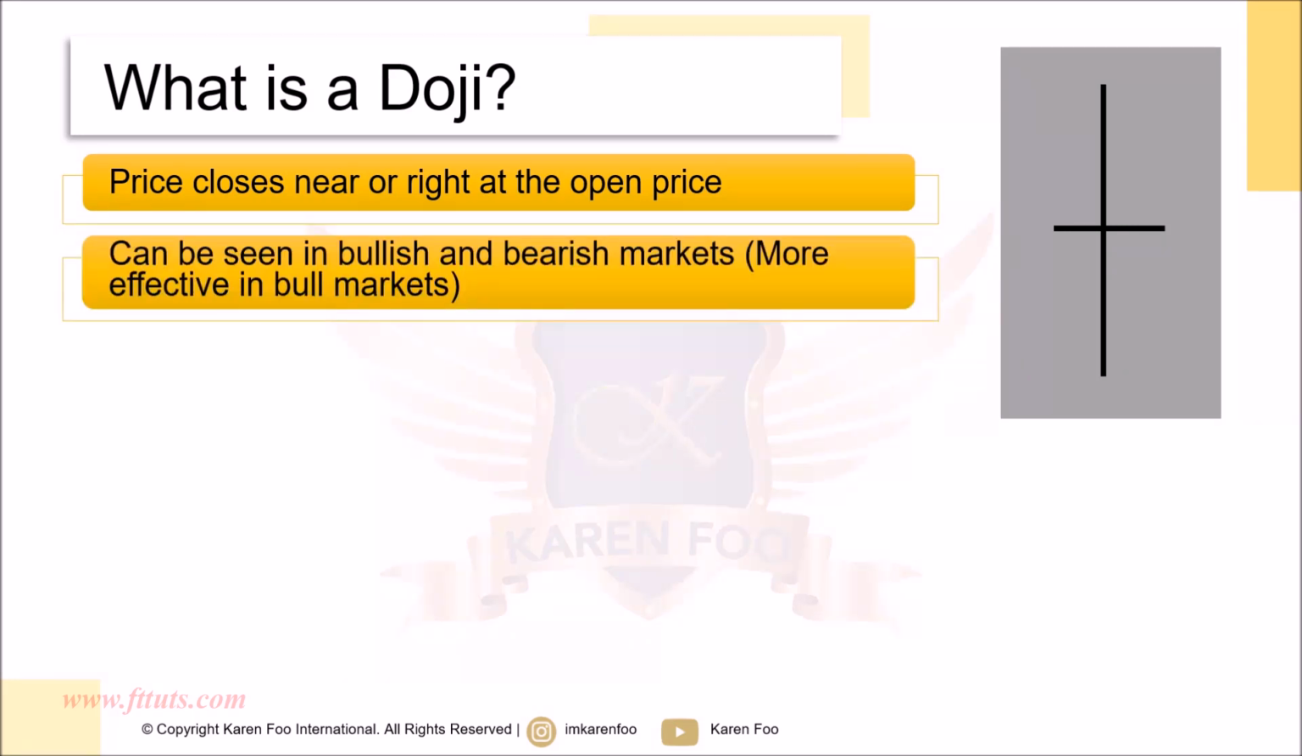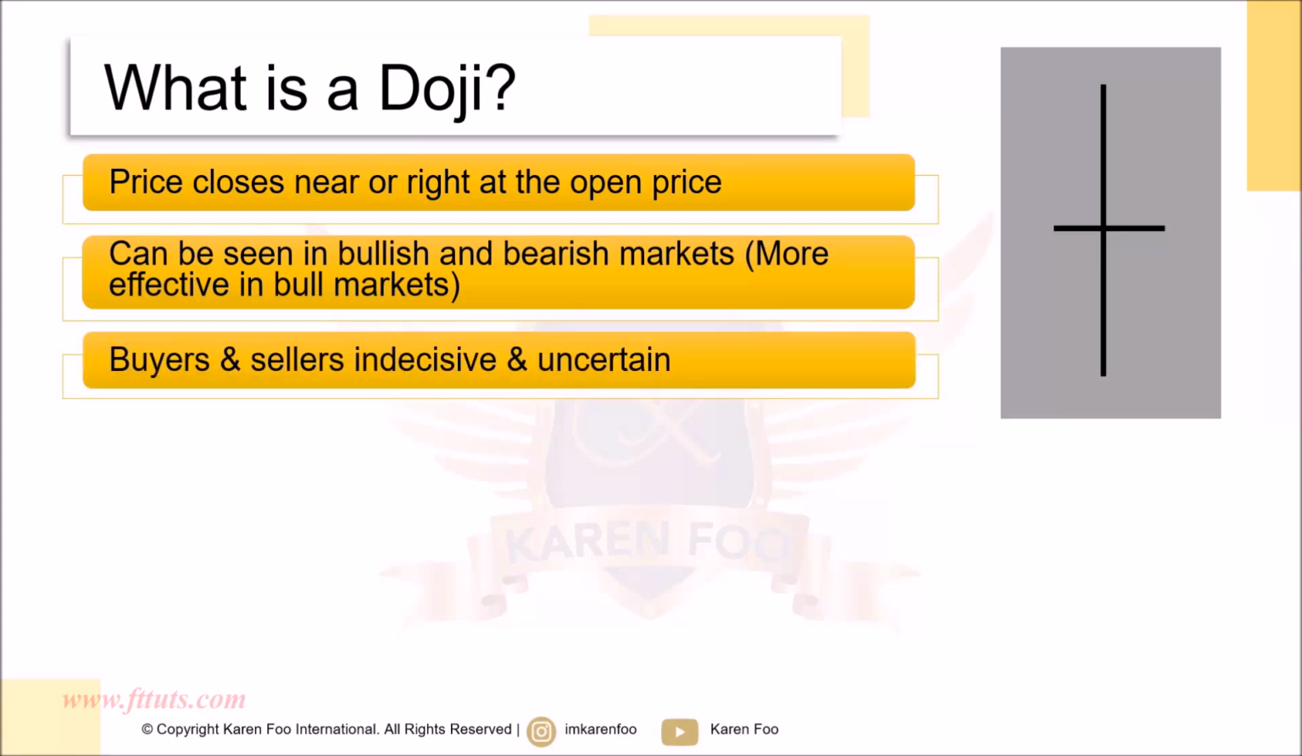And you can find this pattern in a bullish and also bearish market, but it is more effective if you find it in a bullish market, particularly if it forms at the end of the trend and also at critical levels. So when you see this pattern, it tells you that buyers and sellers are indecisive and uncertain. So you need to look at what appears in the next candle after the Doji to tell you which direction is going to come.